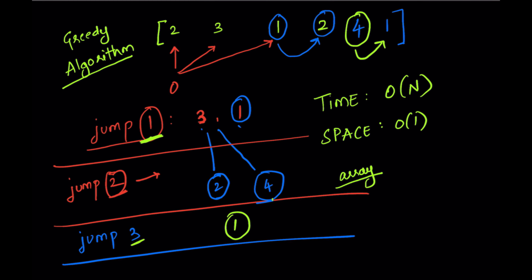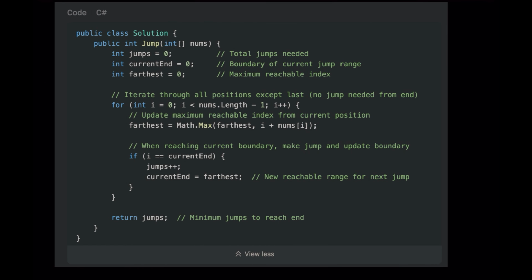Let me show you how we can implement this using C#. Here is the C# solution. In the main method, I start by initializing the variables to determine the minimum number of jumps, the current end of the jump, and the farthest it can go. After that, I'm starting a for loop to iterate through all of the elements in the input array.